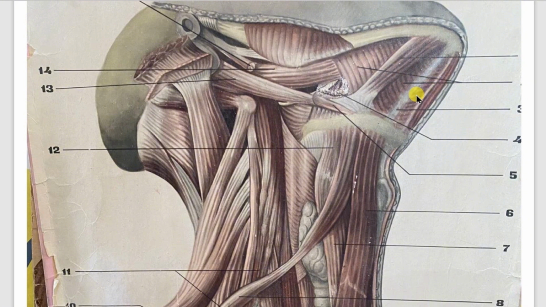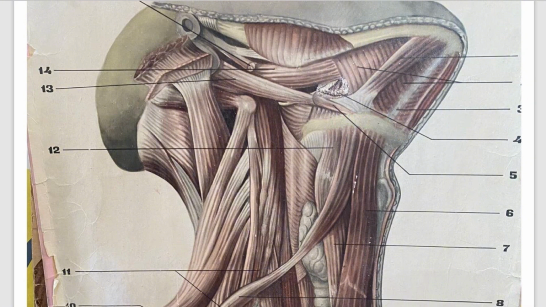Okay, and it's a paired muscle of the neck. It runs from the mandible to the hyoid bone. Here is our mandible, and this one is the hyoid bone, and it covers this distance to form the floor of the oral cavity of the mouth.